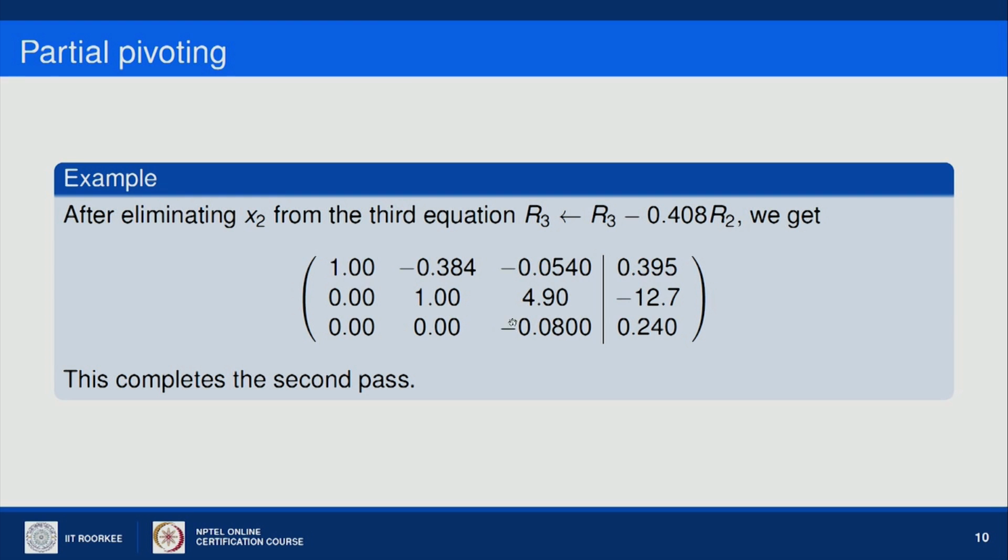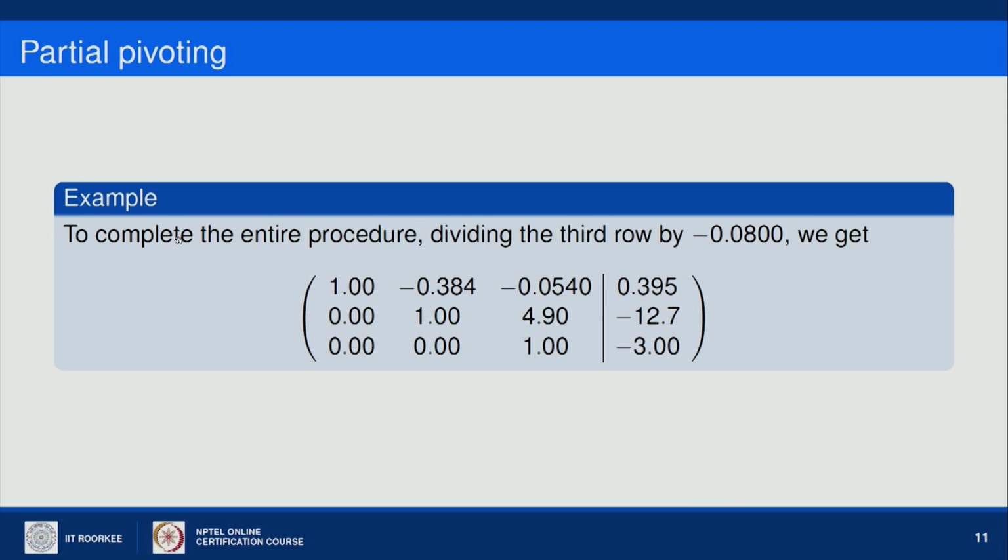However, if you look at this element, it is still not 1. It is a pivot element and I need to make it 1. So, to make it 1, in the third pass I need to divide this equation by this particular number. By dividing the third row by 0.0800, I got this element as 1, and now you can see it is in a triangular form, that it is an upper triangular matrix, or I can say it is in row echelon form. All the diagonal entries or pivot entries are 1.